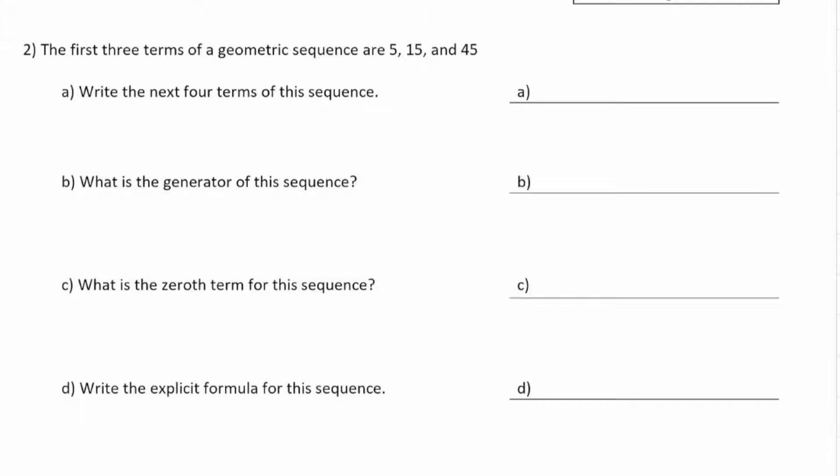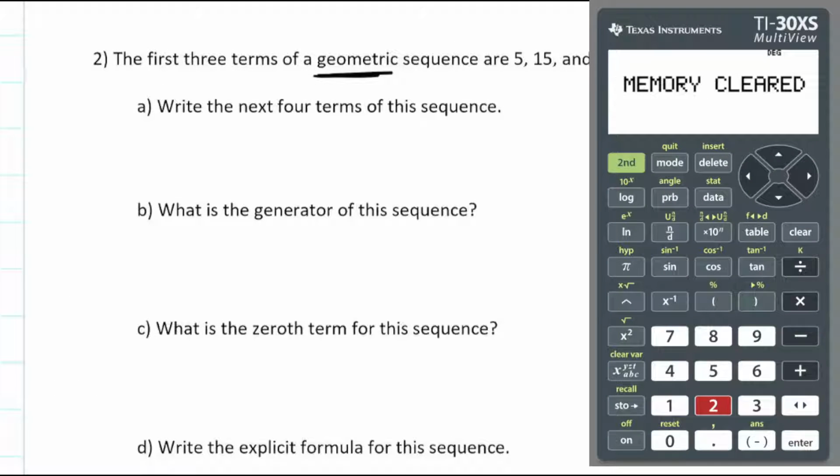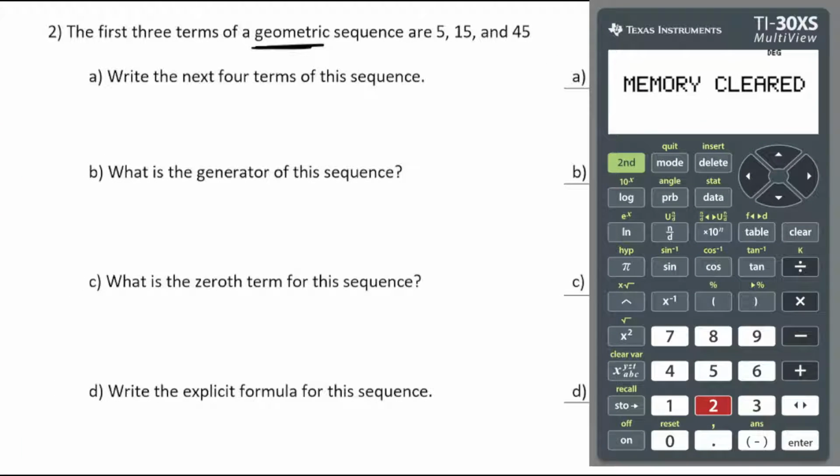So question 2 says the first 3 terms of a geometric sequence are 5, 15, and then 45. One of the things we know is that the generator of a geometric sequence involves multiplication. And in this case, we're multiplying by the number 3. If you're ever not sure, you can take your calculator and take any term in the sequence. If I take 15 and divide it by the value before it, 5, I get 3. If I take 45 and divide it by the value before it, 15, I also get 3. So that number 3 is called the common ratio, and it's also the generator for the sequence. It's how I move forward.